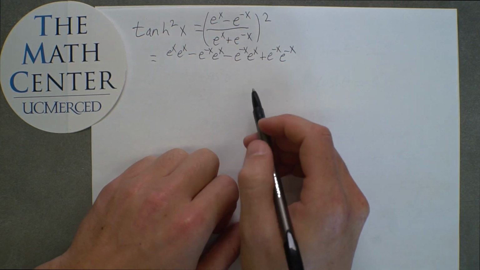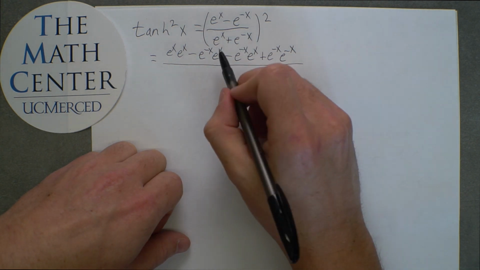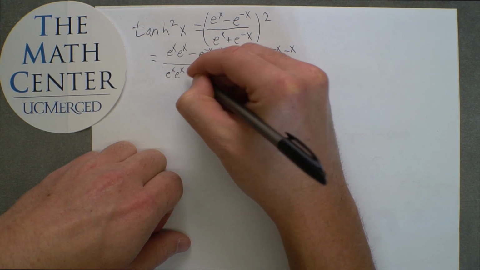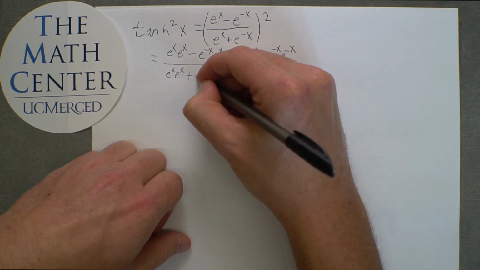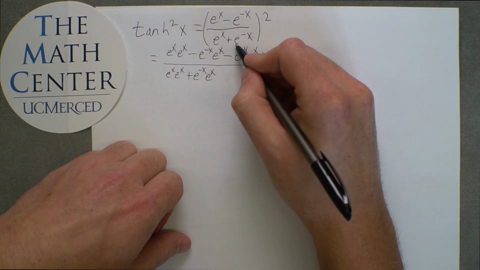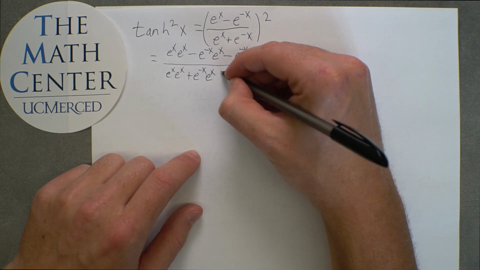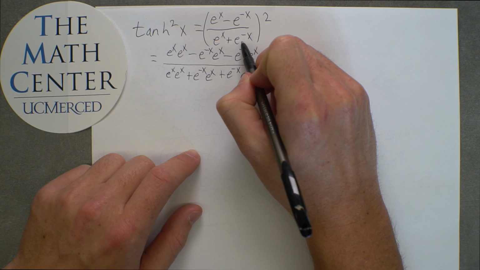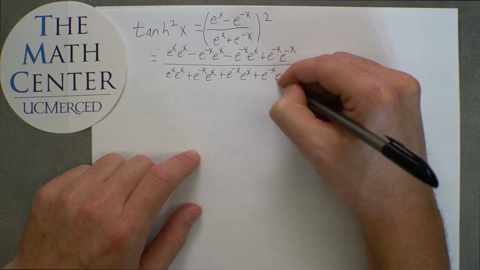Now we also have to FOIL the denominator. So our denominator is going to look very similar. But we have e to the x times e to the x, which is the first. Now we do the outer, so we're going to have plus e to the negative x, e to the x. Now we're doing the inner, which is going to be plus e to the negative x, e to the x, and then the last, plus e to the negative x, e to the negative x.